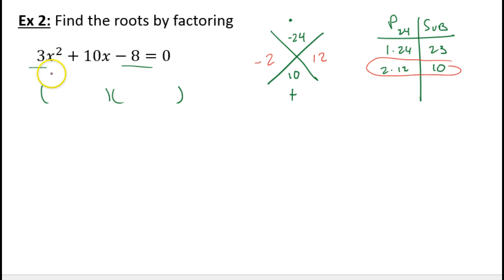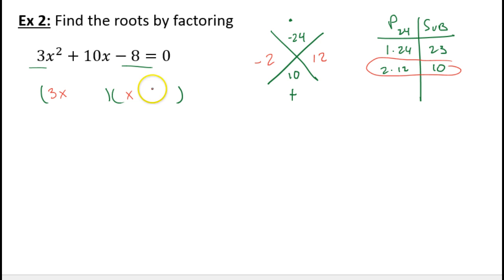This one has a leading coefficient. Now what I like to do is I write my leading coefficient down, and then I know I have an x on the other side. So if I multiply, by whatever multiplying method you use, box method or FOIL or whatever, you end up with the first term being 3x squared.